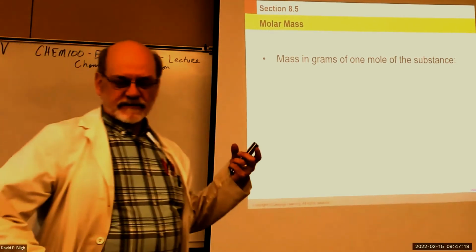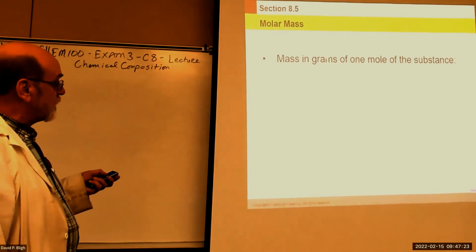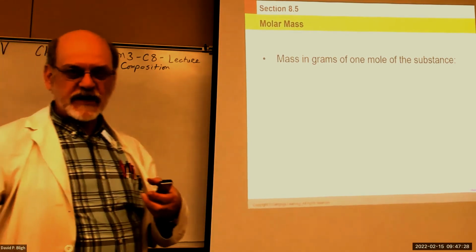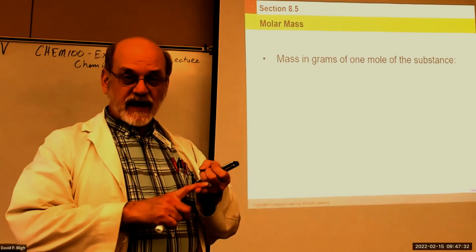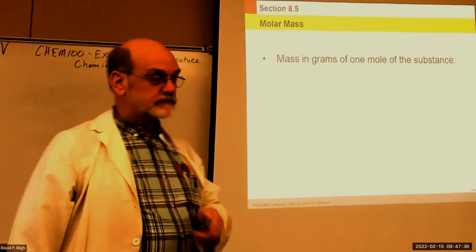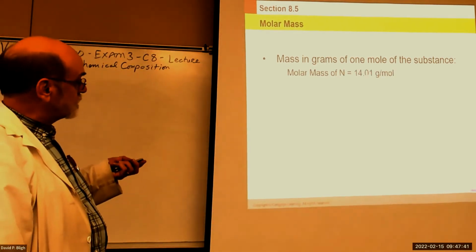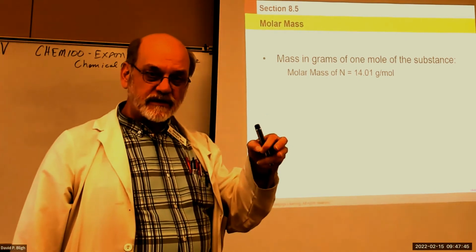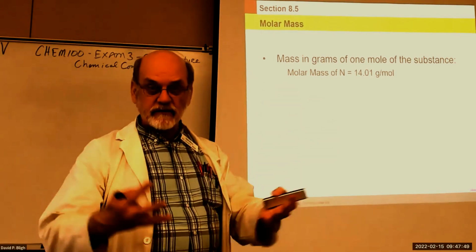So molar mass, I gave that to you just a few minutes ago. It simply is the grams, the mass in grams of 1 mole of the substance. And we say 1 mole of the substance because, like I said, it could be ions, atoms, compounds, whatever. The molar mass of nitrogen is 14.01 grams per mole. That's the weighted average of naturally occurring nitrogen collected from our environment.